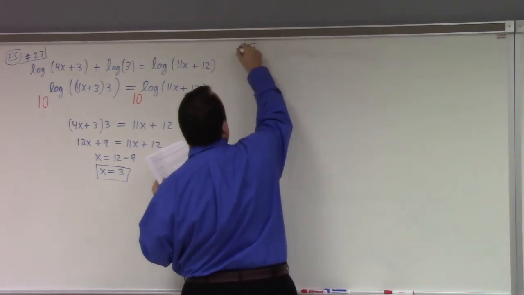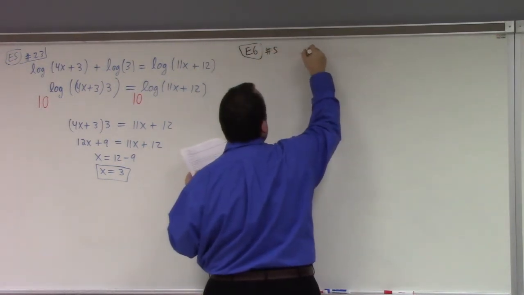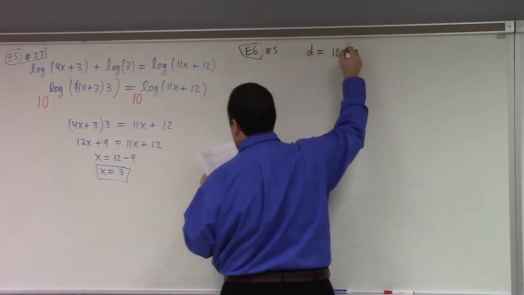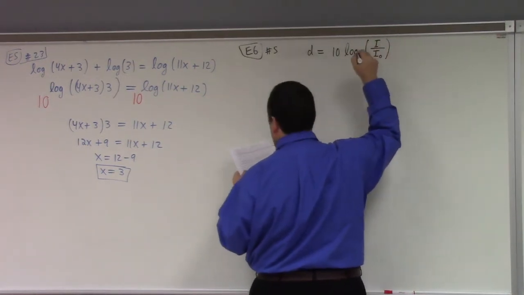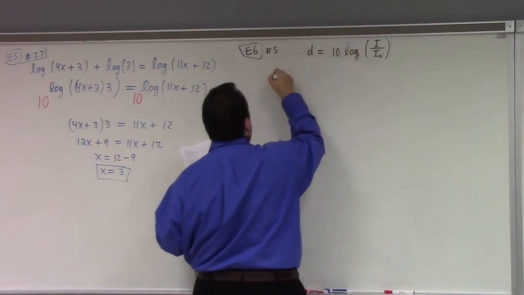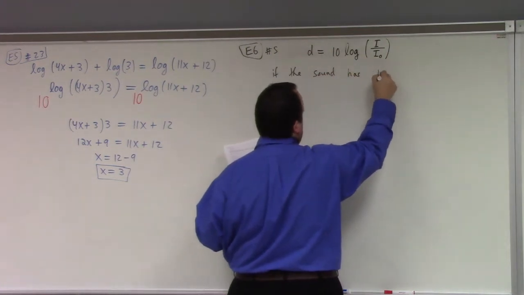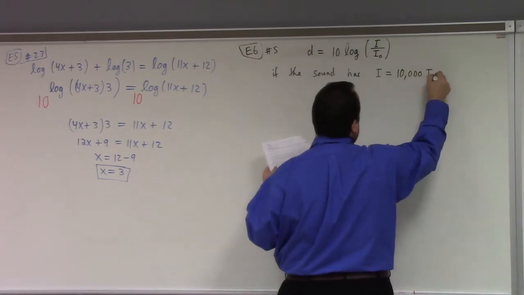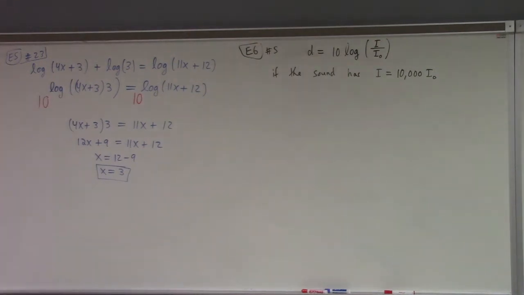And so here I'll work number 5 here. So we're told that D is equal to 10 log of I over I sub 0, right? And then it says if the sound has I equal to 10,000 times I sub 0, right? Then what's the decibel rating of such a sound? Now I sub 0 is like a standard reference sound.